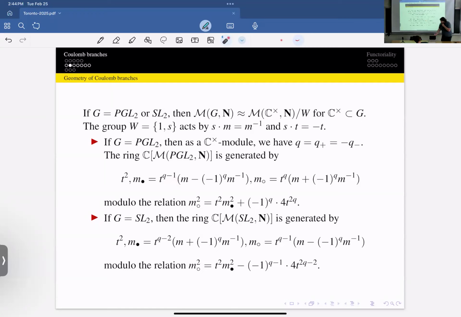You can explicitly write down the equation relating these guys, and this is in the original BFN paper. And then if I have SL2, something very similar happens, but there's a subtle difference. This M circle is what I was calling M bullet before. And I have this guy where I symmetrize, but then I divide by T squared.